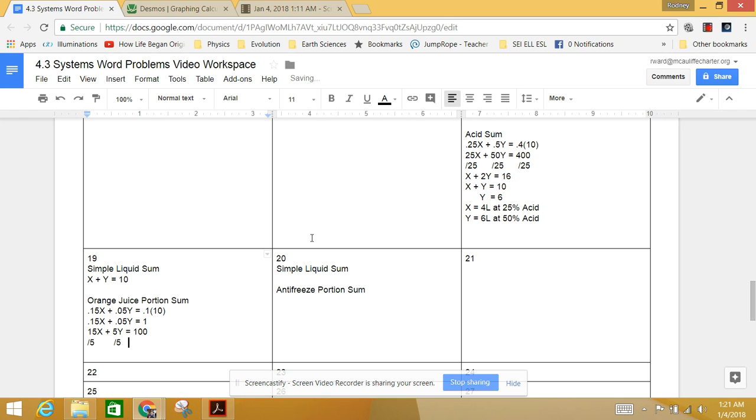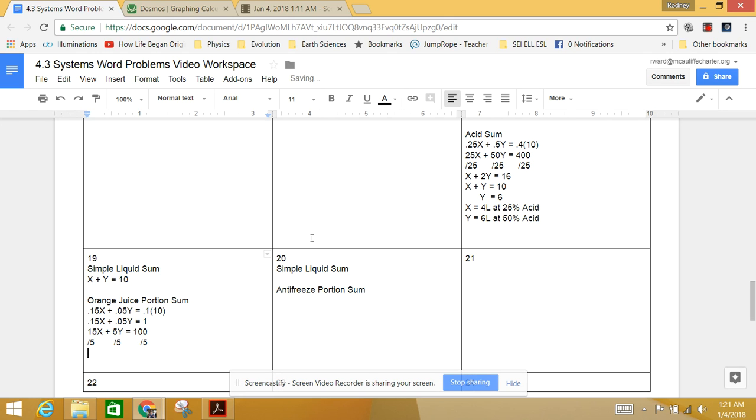I really like to pre-simplify things because it makes my work so much easier in the end. So 15x divided by 5 is 3x, and 5y divided by 5 is just y, and 100 divided by 5 is 20. So I now have a new equation. It's the same equation, it's just scaled up by 100 and then down by 5. So really it's scaled up by 20. What do you think about that?